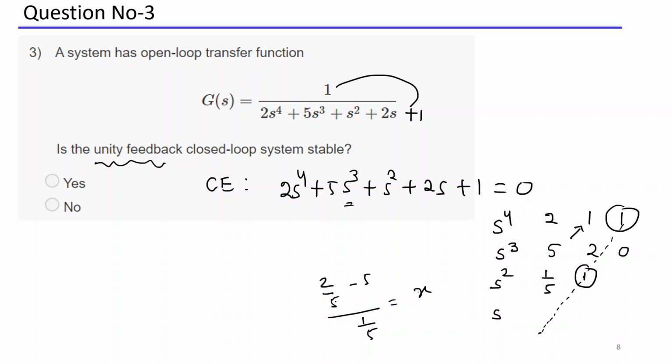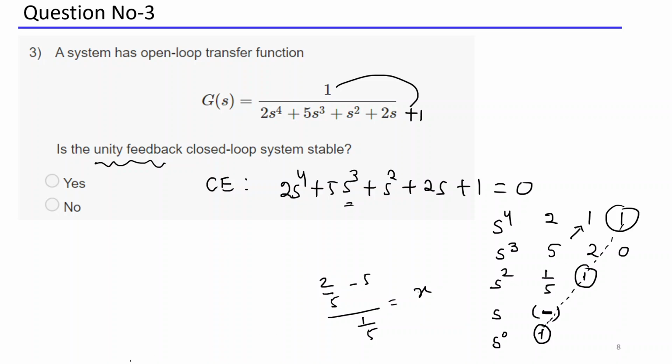So 2 by 5 is 0.4. 0.4 minus 5 is a negative term. I am just writing here negative. This term s is negative. Then what is s to the power 0? S to the power 0 is 1. By default this 1 will land here. Remember that for all the even powers, the diagonal terms will become like this.